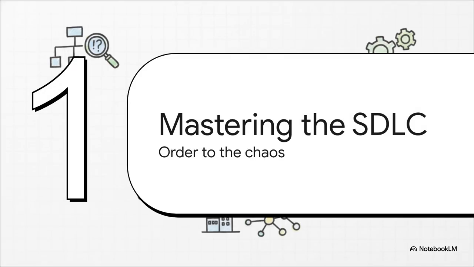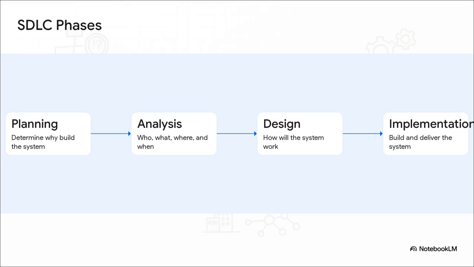Moving on to Section 2, mastering the SDLC, bringing order to the chaos. Because to avoid these total disasters, organizations have to rely on a specific, structured methodology to, well, bring some order to that chaos. The Systems Development Lifecycle, or SDLC for short, is basically our 4-step survival guide. It flows logically, right? From planning to analysis to design and finally implementation.